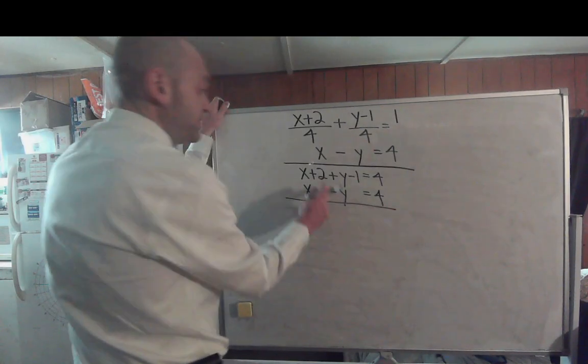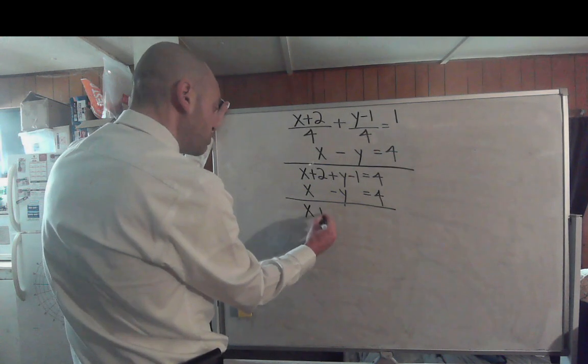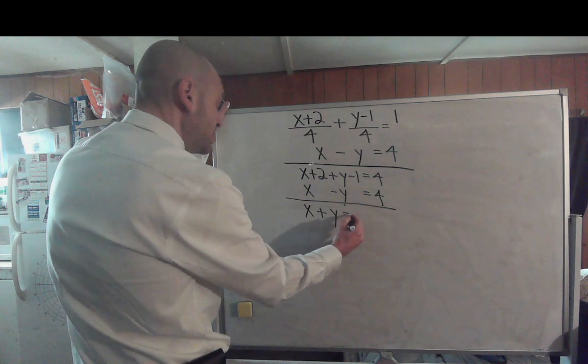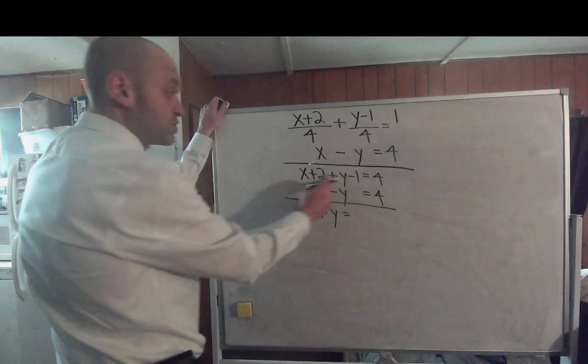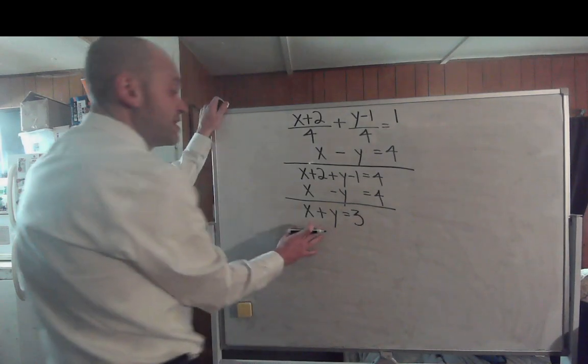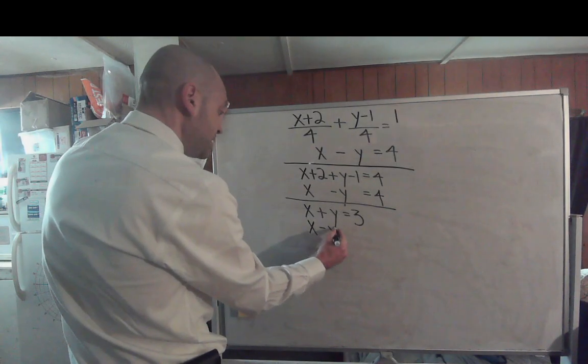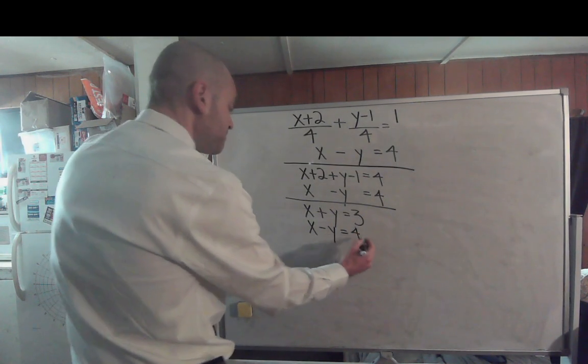which, if we simplify the top equation, you would have x plus y equals 2 minus 1 is 1, 4 minus 1 is 3. So you would have x plus y equals 3, and x minus y equals 4.